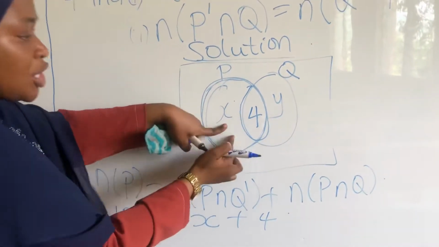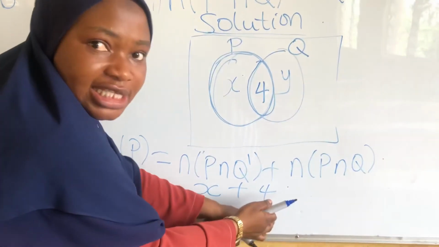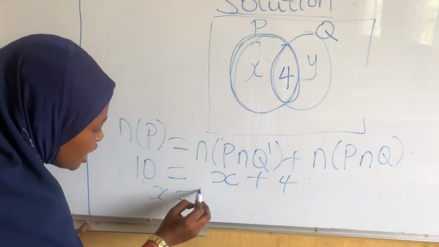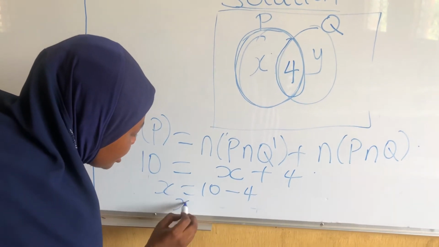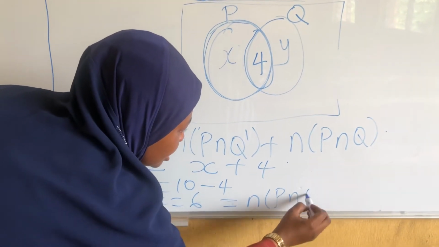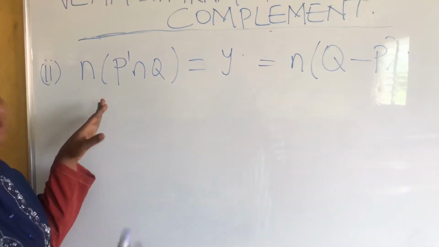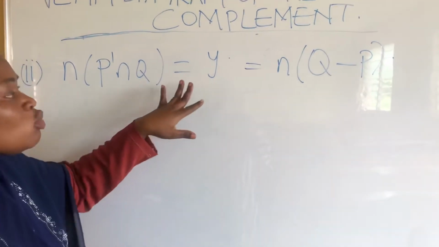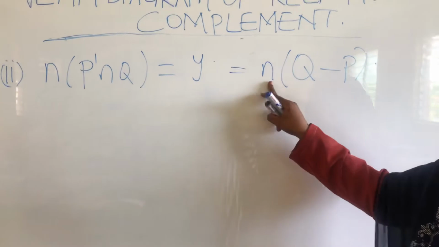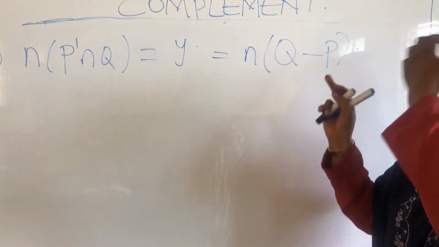So for you to find P only, that does not have anything to do with Q, you have to subtract the intersection from everything that belongs to P. So X will be equal to 10 minus 4. That means our X is equal to 6. This X is the same thing as the cardinality of P intersects Q prime. So number 2 now, we want to find the cardinality of P prime intersects Q, which we have represented with Y the other time, and it is the same thing as the cardinality of Q minus P. That is those elements that we can only find in Q but do not have anything to do with P.